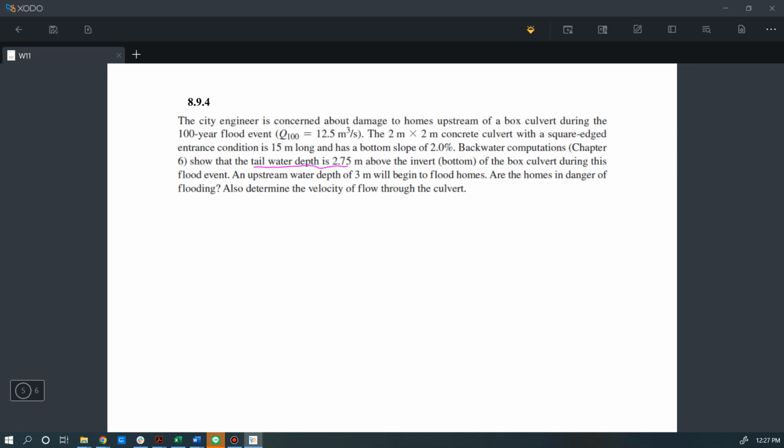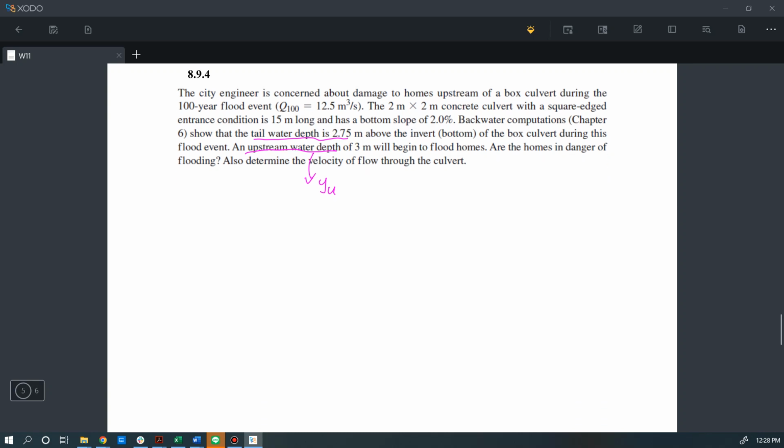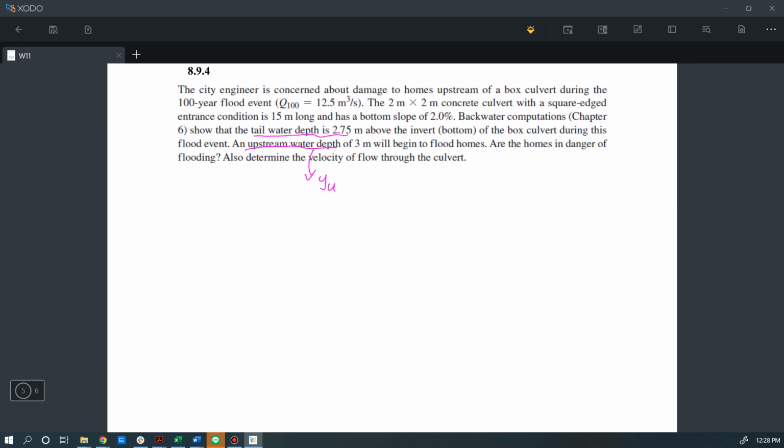We have also been given the information that if the upstream water depth, let's call this YU, reaches 3 meters, then the flood will begin. So the problem asks us whether the homes are in danger of this flooding event, I mean the 100-year flooding event, and we want to determine the velocity of the flow through these culverts as well.